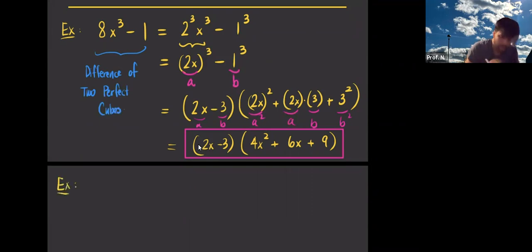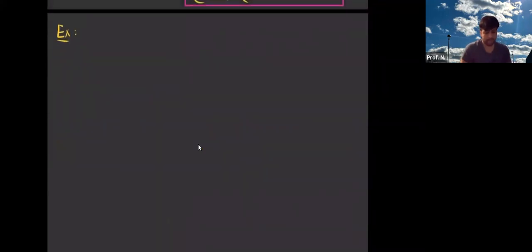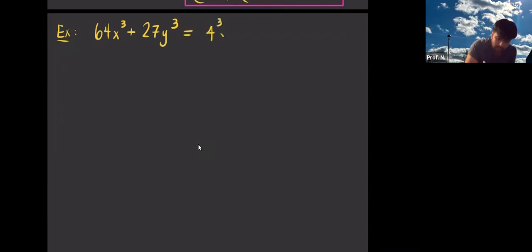Next example. Next example is I will give you a sum. So what if I get something like this? 64x cubed plus 27y cubed. Recognize 64, perfect cube, 27, perfect cube. I can rewrite this as 4 cubed x cubed plus 3 cubed y cubed, which equals (4x) cubed plus (3y) cubed.